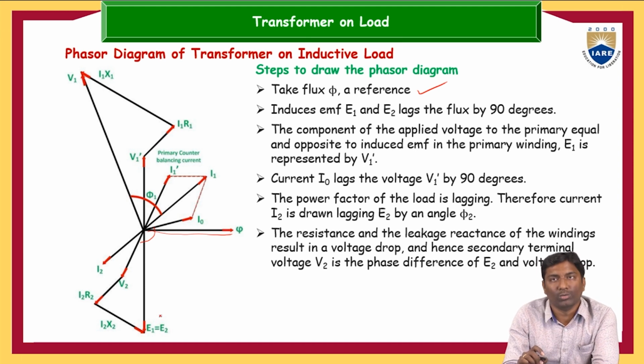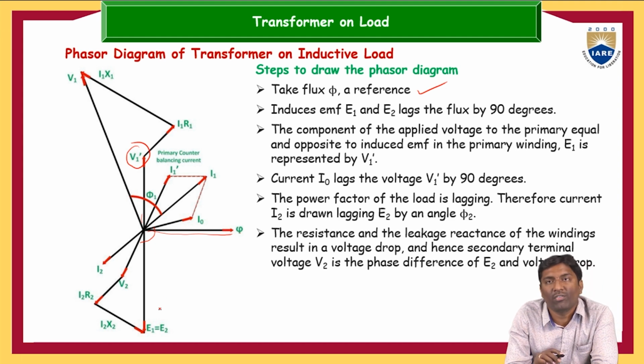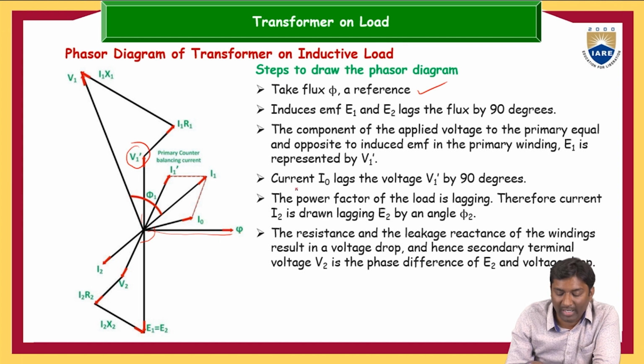E1 is equal to E2. The component of the applied voltage to the transformer primary winding is equal to and opposite to the induced EMF in the primary winding. It is represented by V1 dash, according to Lenz's law, so V1 dash is opposite to E1. So the first step is the reference. Second, induced EMFs E1 and E2 lag the flux by 90 degrees, and V1 dash opposes the induced EMF E1 in the primary winding. And current I0 lags the voltage V1 dash by how many degrees? 90 degrees. You can observe here.